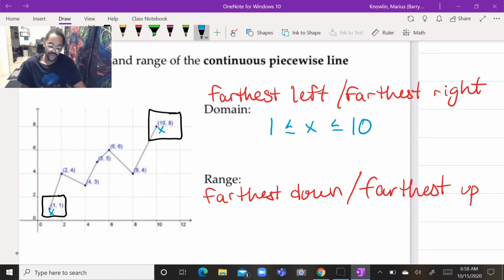There's our domain. Now our range is the furthest down. Once again, the furthest down is that same one that was furthest to the left. That y value is +1 less than or equal to y. And then the tallest point, the highest point, the furthest up, which would be this 10,8, and that y value is 8. So less than or equal to 8. And that's how we write the domain and range for a continuous piecewise segment.